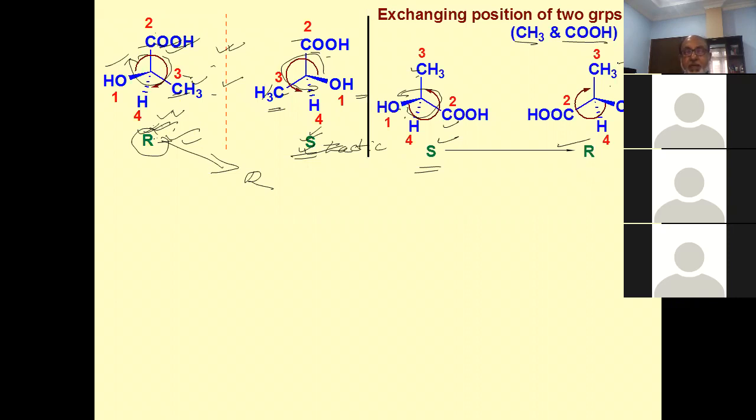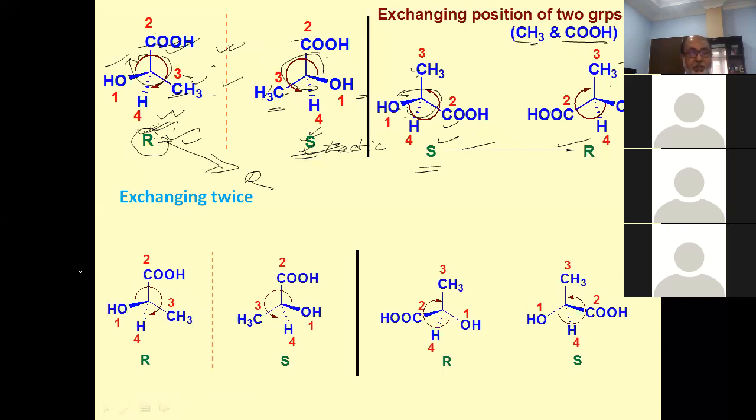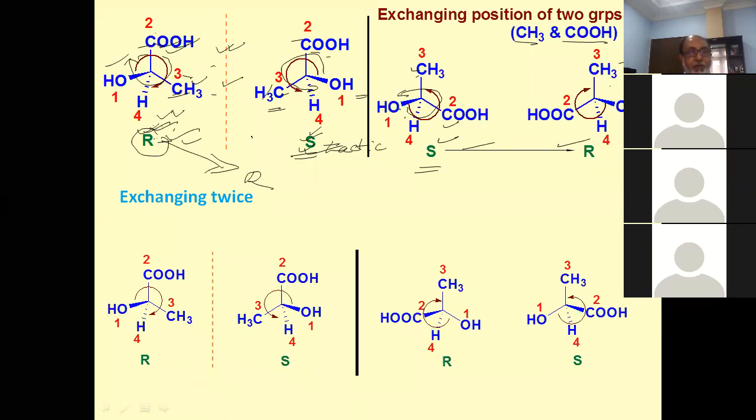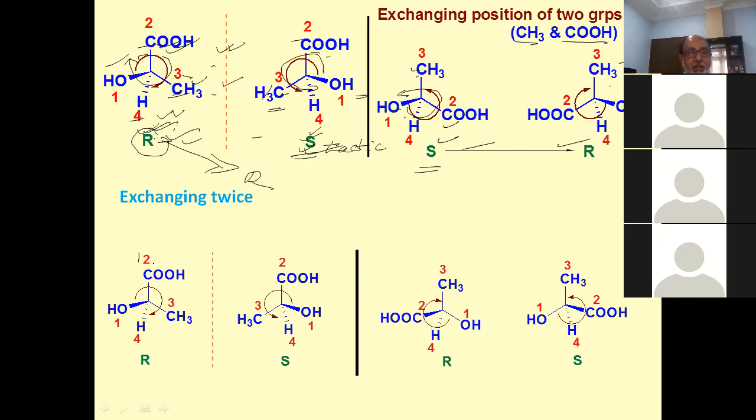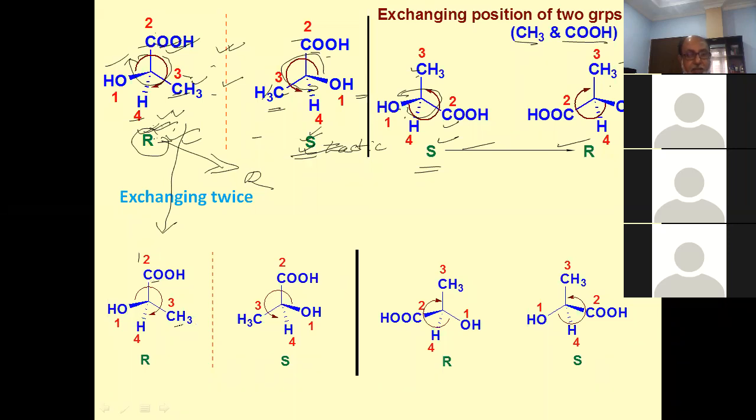So here what is happening? S is becoming R. So this is now exchanging twice. Let us see what happens. Exchanging twice. That means, from this structure, this is our original structure which we have just written down here. Now here what we have done, first of all, this CH3 we brought it here, COH has come here. Now what have we done?